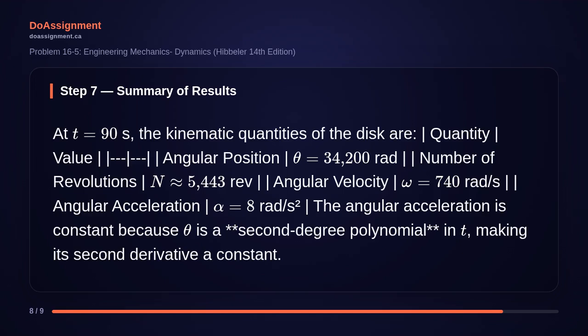To summarize, at t equals 90 seconds, the angular position is 34,200 radians, corresponding to approximately 5,443 revolutions. The angular velocity is 740 radians per second, and the angular acceleration is a constant 8 radians per second squared. The acceleration is constant because the position function is a second-degree polynomial in time.